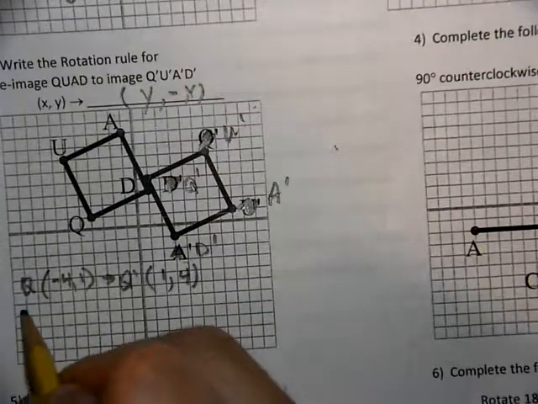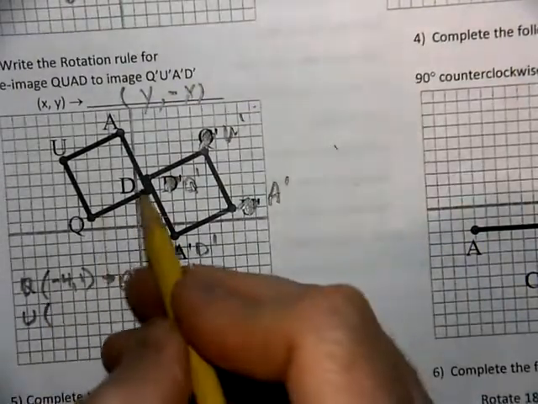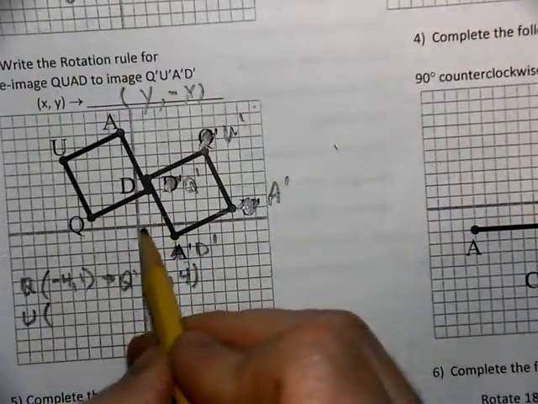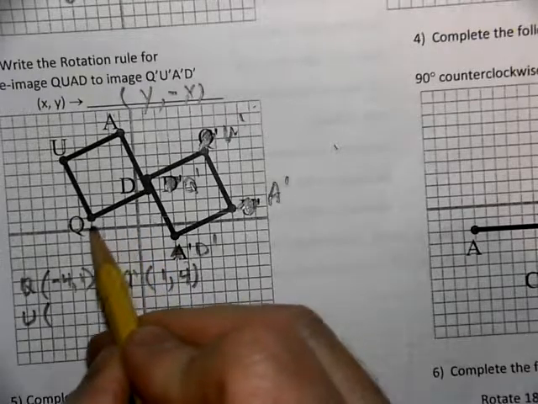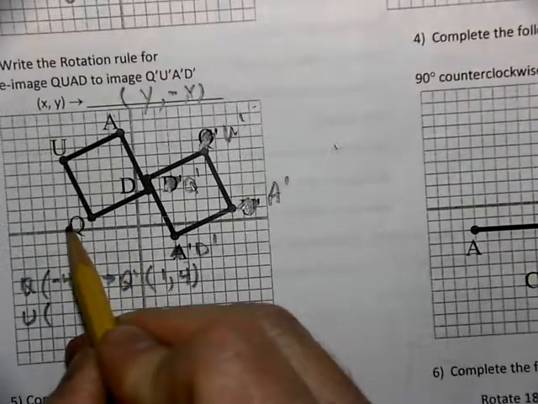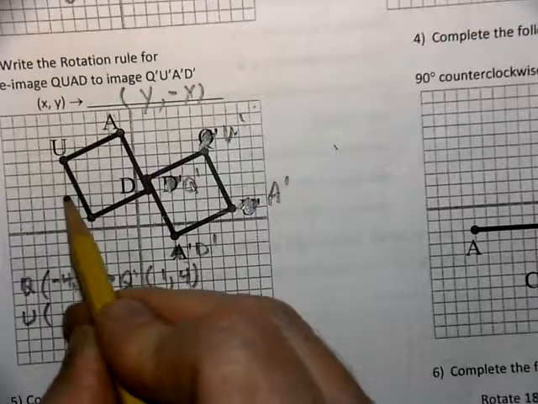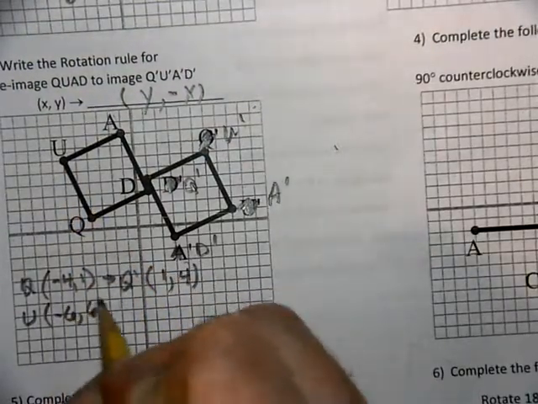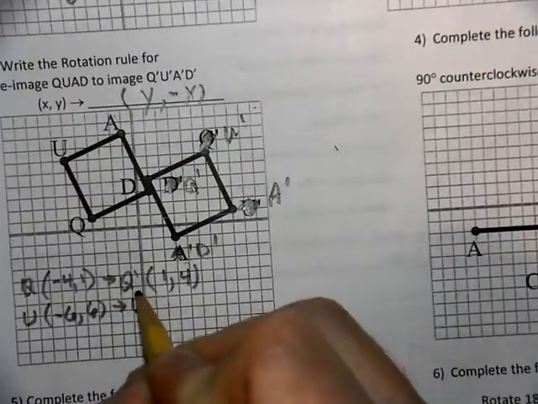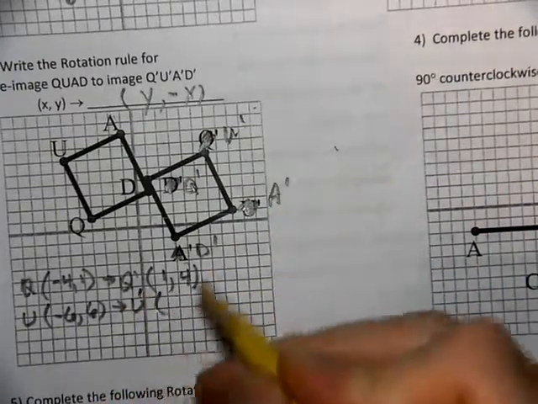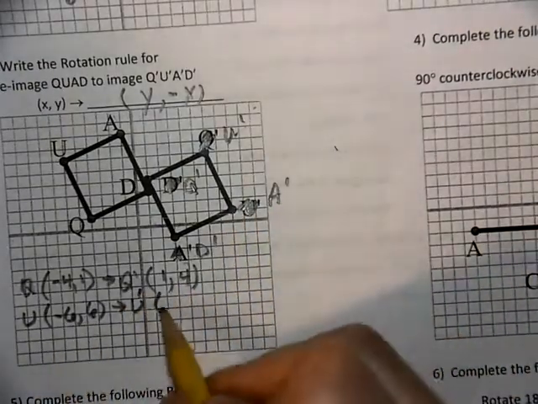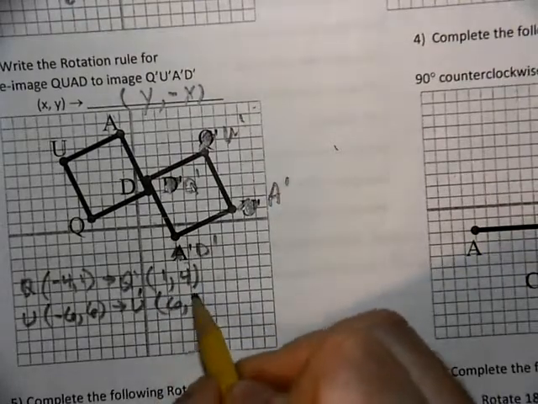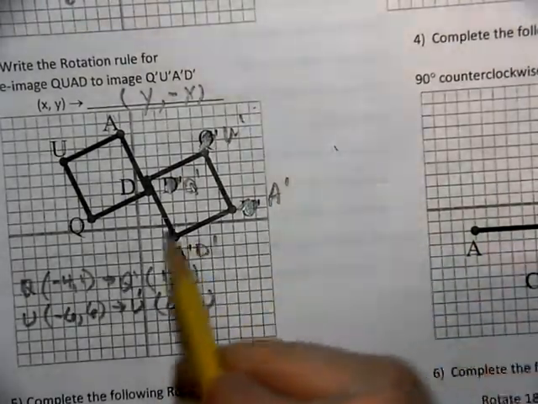So let's try it again. U is currently at negative 6, 6. And U prime would have to switch those, and for the second one change the sign.